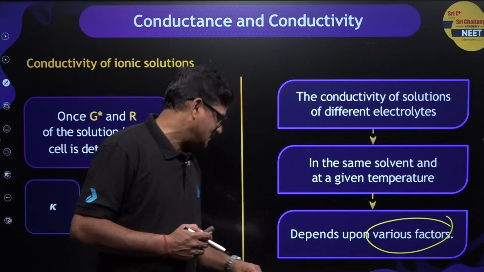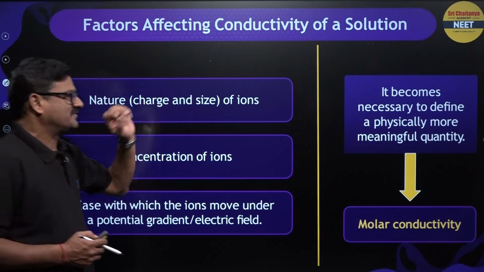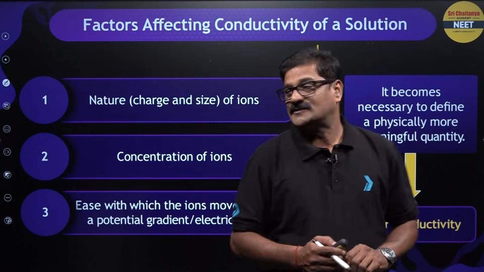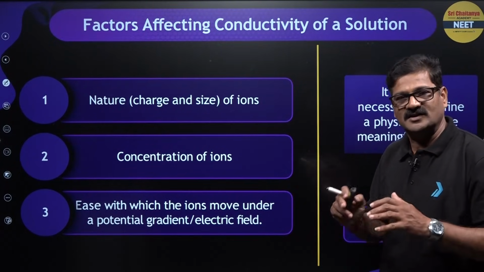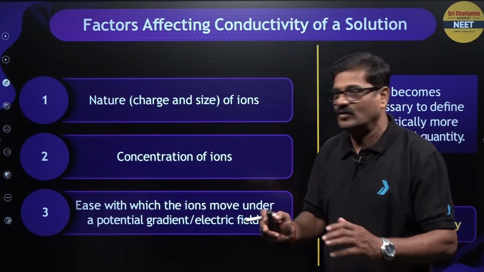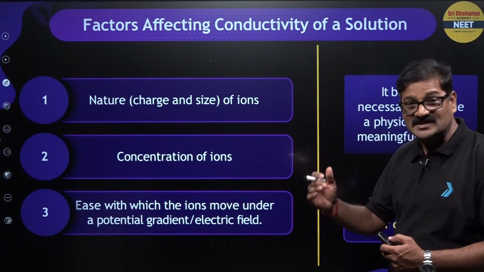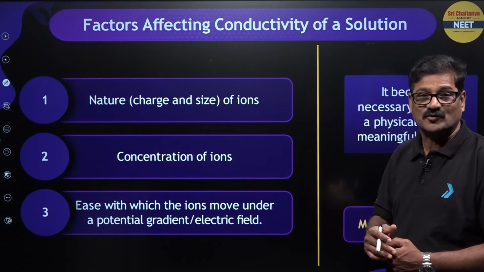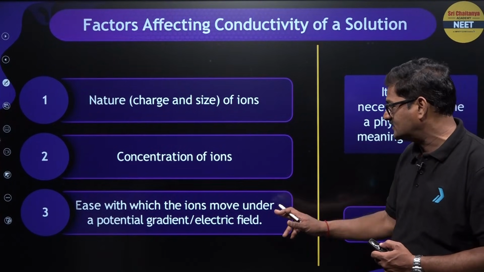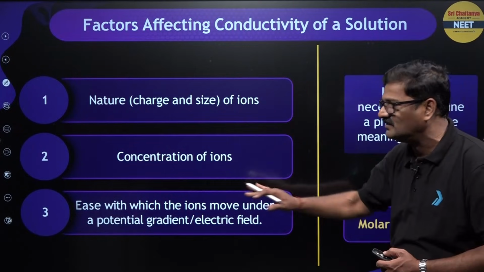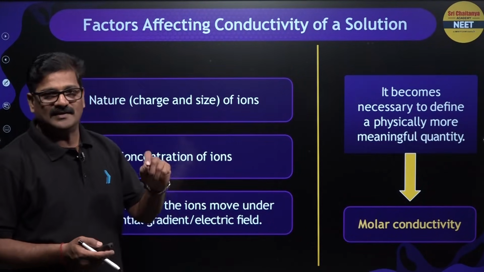So let us see the various factors that are responsible. Nature and charge of the ions. Conductance is directly proportional to the magnitude of the charge, let it be a cation or anion. And concentration of the ions. As concentration decreases, conductivity increases, of course. And of course, ease with which the ions move under the potential gradient or electric field. So these are the various factors, and we will discuss each and every point.